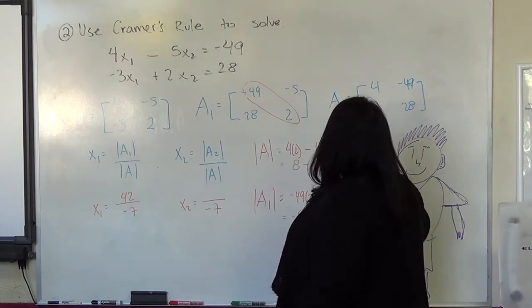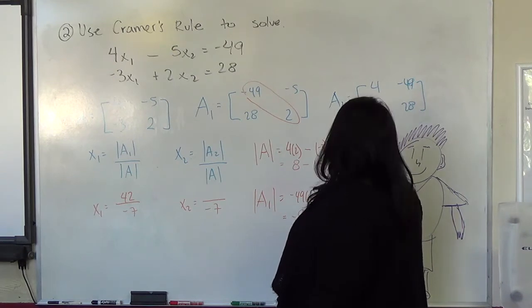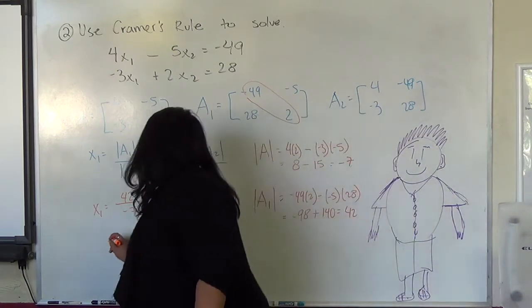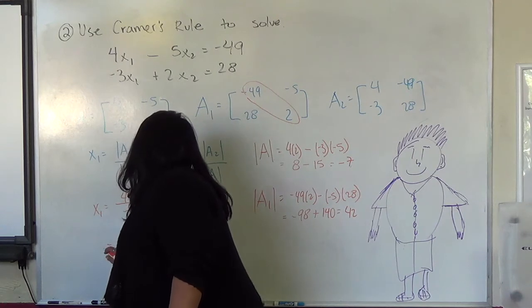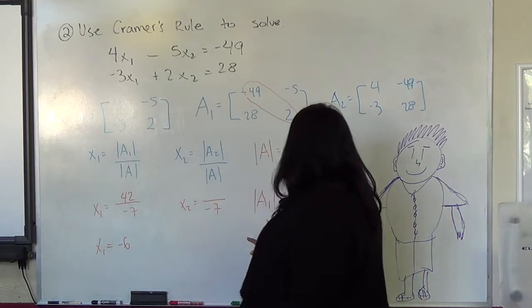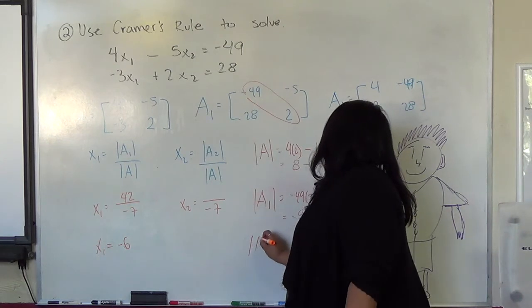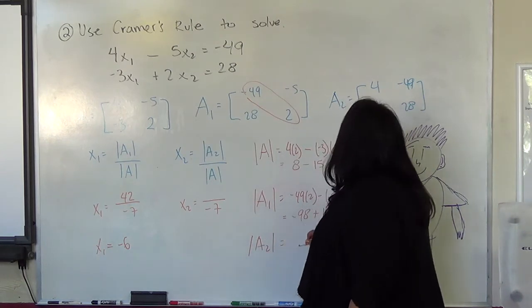Oh, sorry. What did I do? No, 42 divided by negative 7 is negative 6. Okay, it's fine. Negative 6 is x1. And then x2 is the determinant of A2.